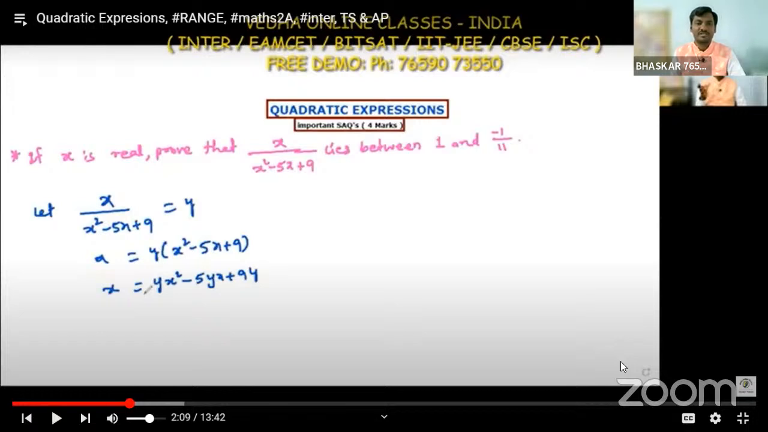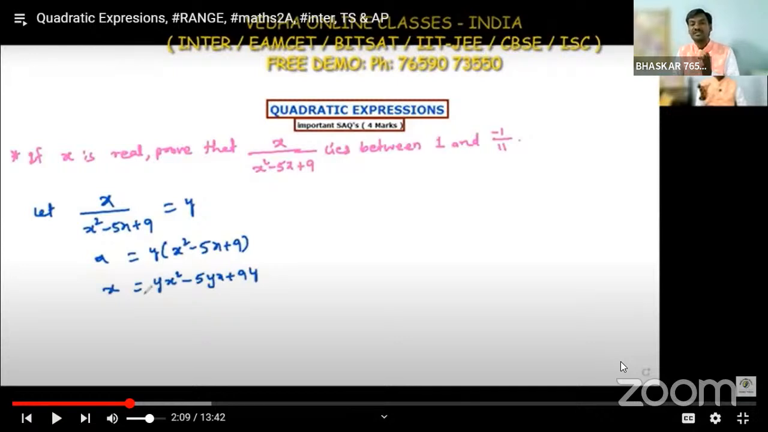Okay, so quadratic expressions range. This is also a very important question, most important method. If x is real, then prove that x divided by x square minus 5x plus 9 lies between 1 and minus 1 by 11. Whenever he gives a question like this, we have to consider the given function equal to y. x divided by x square minus 5x plus 9 is equal to y.